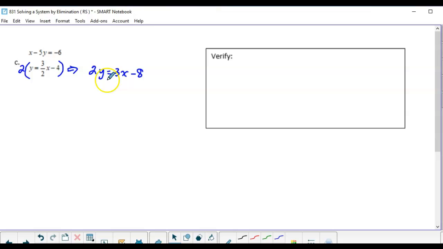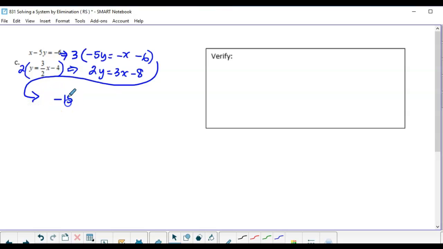All right. Notice the order here. So maybe I'll put the first equation in that order. So that would be negative 5y equals negative x minus 6. And now match up. So the y coefficients aren't the same, the x's aren't the same. But if I multiply this by 3, then I will have negative 15y equals negative 3x minus 18. Copy out the other.